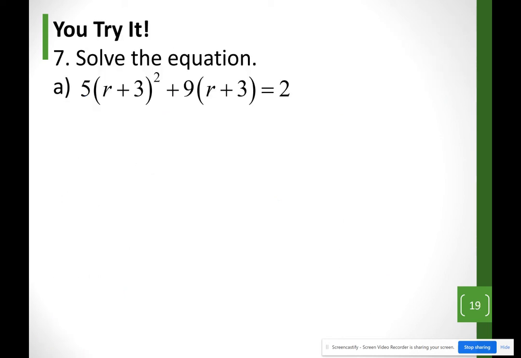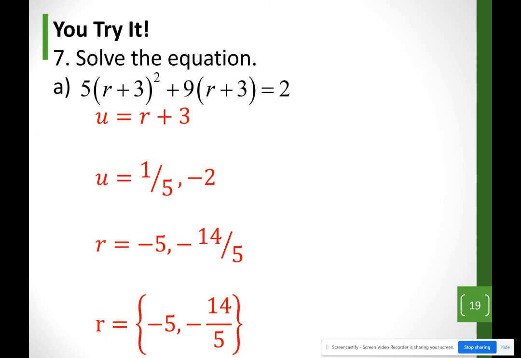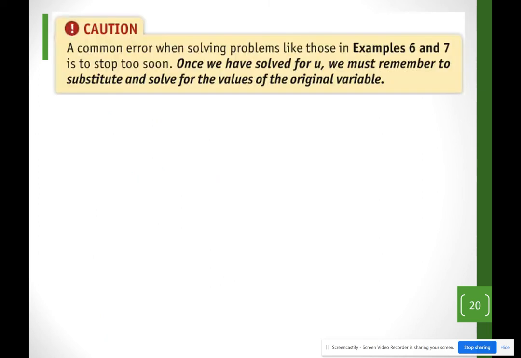You guys try this at home. Let your u equals r plus 3. You're going to end up finding that u equals 1 over 5 and a negative 2. So your r equals negative 5 and negative 14 over 5. I just wrote them in order at the end.